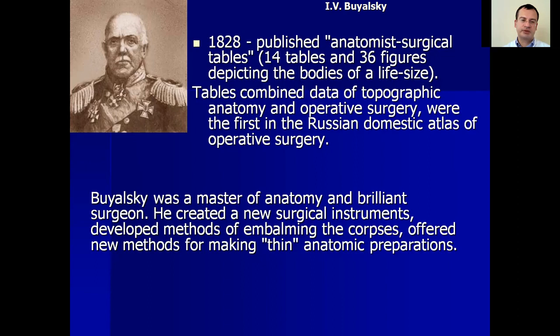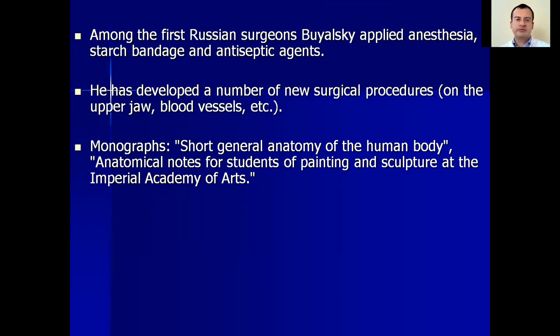He created new surgical instruments, developed a method of embalming corpses, and offered new methods of making thin anatomical preparations. Among the first Russian surgeons, Buyalsky applied anesthesia, starch bandages, and antiseptic agents. He developed a number of new surgical operations on the upper jaw, on blood vessels, and so on. His monographs showed general anatomy of the human body, with anatomical notes for students of painting and sculpture at the Imperial Academy of Arts.